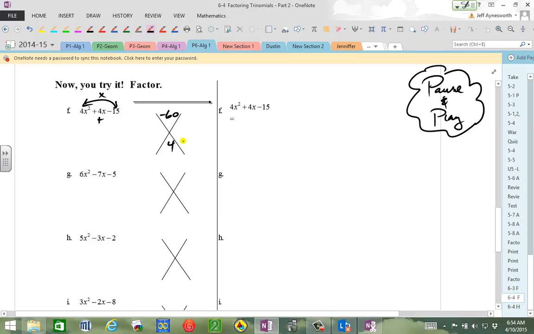What would that be? So factors of 60: 1 and 60, 2 and 30, 3 and 20, 4 and 15, 5 and 12, 6 and 10. Ooh, 6 and 10, they have a difference of 4. So I'm going to try 6 and 10 and make this one negative. Negative 6 plus 10 is 4. So there we go.